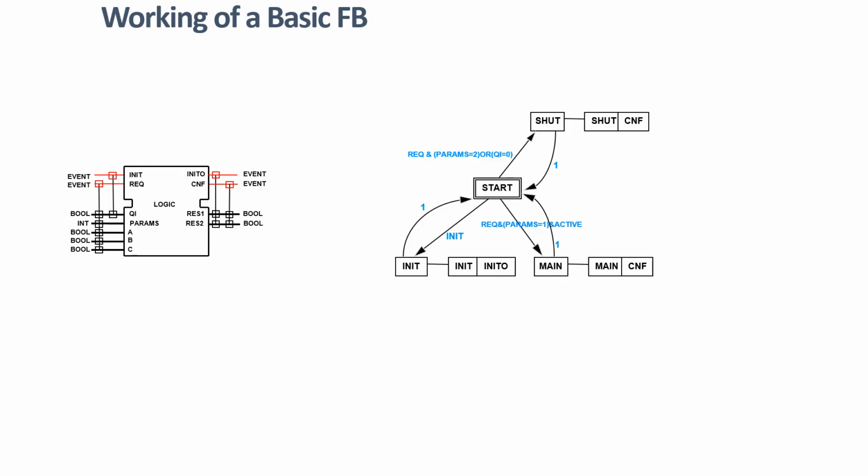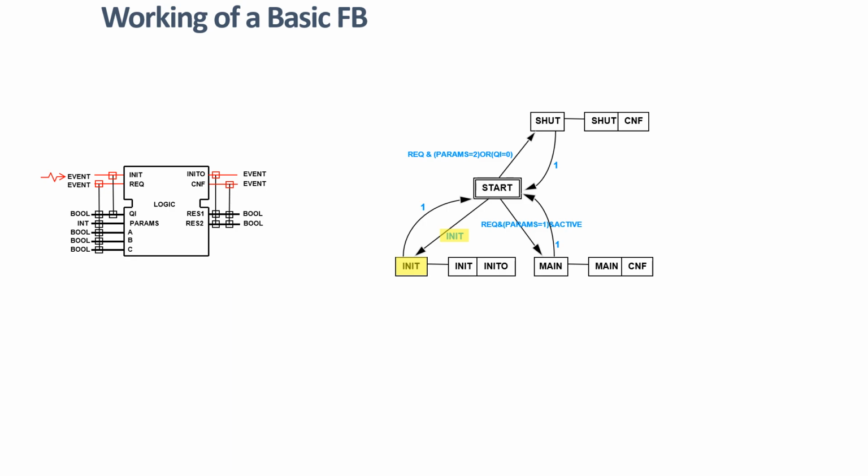So in this example, let's see. We have several inputs: the numeric integer parameter params and 3 Boolean parameters A, B, C, which are data inputs of the block. And there are two results, res1 and res2, two Boolean variables that are calculated by this function block.